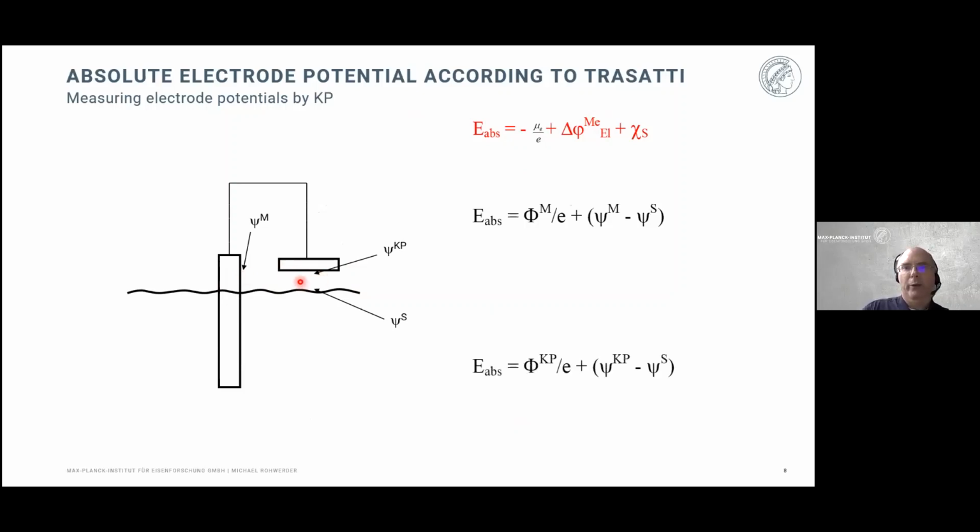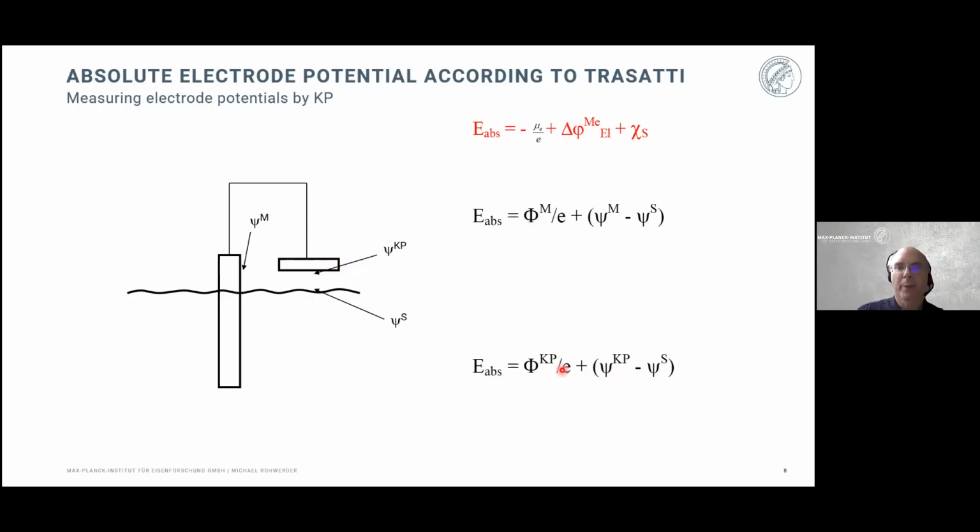And this is equivalent, of course, also to this term. If we go here from the metal, so the wire, there's no energy needed for that. And then the work function of this second electrode, which is called Kp for Kelvin probe, plus the Volta potential difference between here and here. Okay, all these terms are equivalent, right?